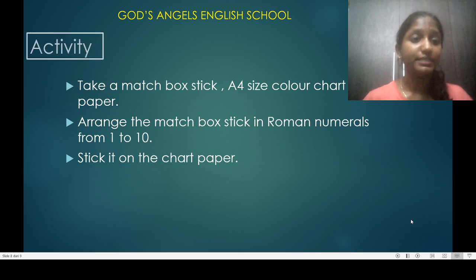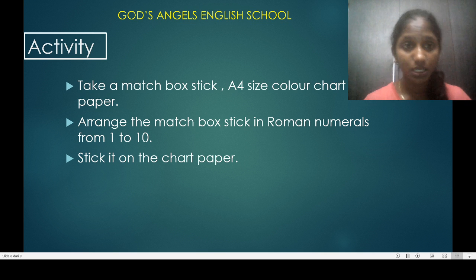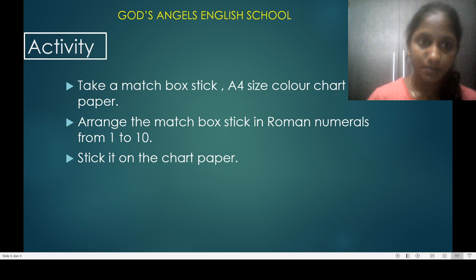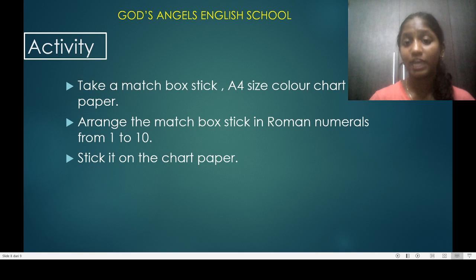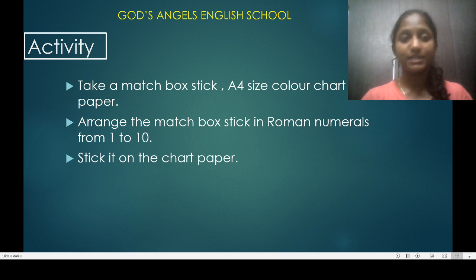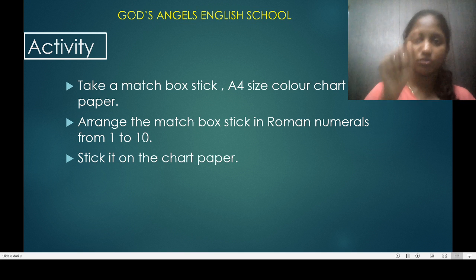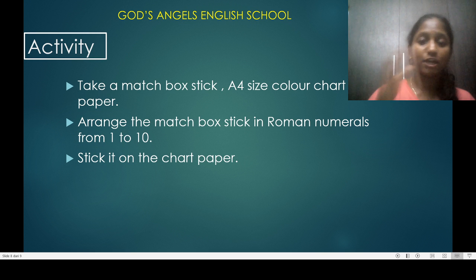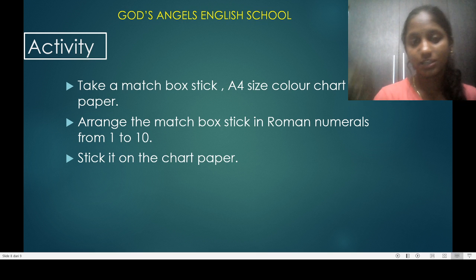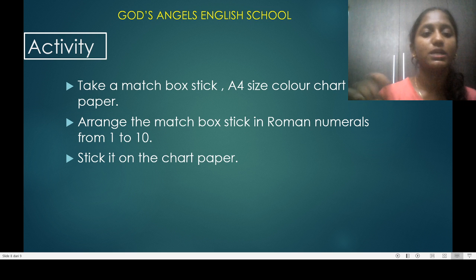Now your activity is to take a matchbox, matches, and A4 size chart paper. Arrange the matchsticks in Roman numerals from 1 to 10. What you have to do is remove all the sticks and place them. If you are placing number 1, you will place one stick here, one stick here, and one stick here, and you have to stick them down properly and name it. This is Roman number 1, this is Roman number 2.